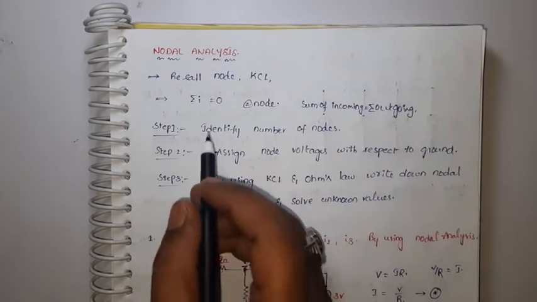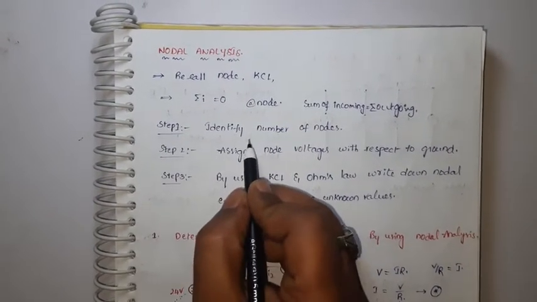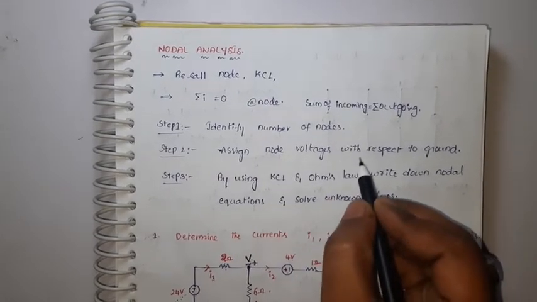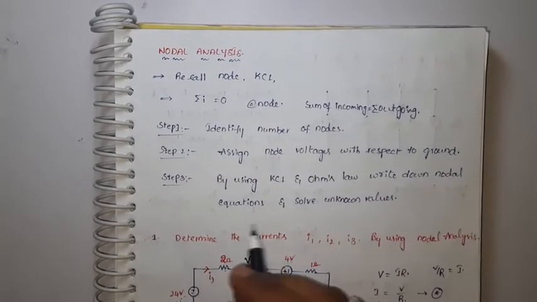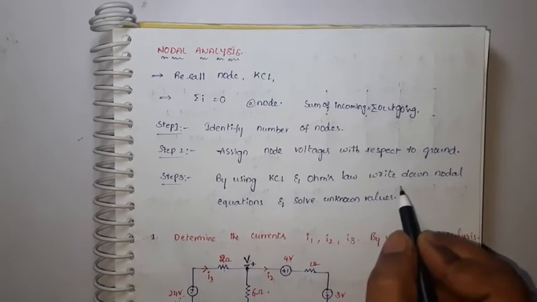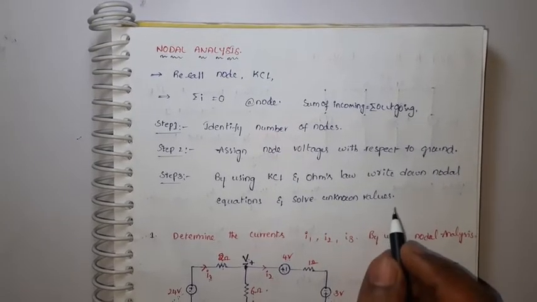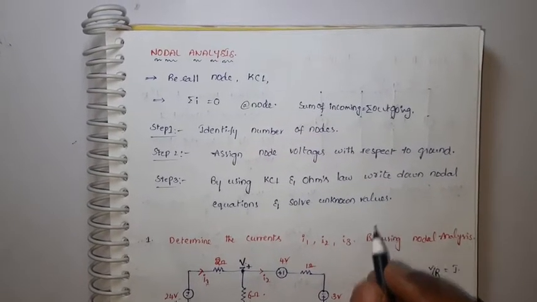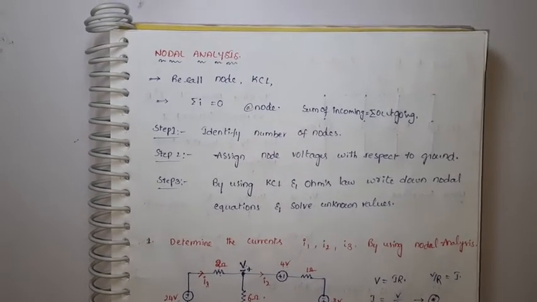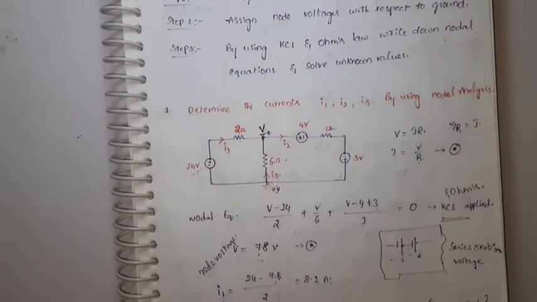So what are all the steps involved in nodal analysis? Step 1 is identifying the number of nodes, step 2 is assigning the node voltages with respect to ground, and step 3 is, by using KCL and Ohm's law, write down the nodal equation and solve for unknown values. These three are the steps involved in nodal analysis. Let us understand nodal analysis with example problems. So let us move to the example.